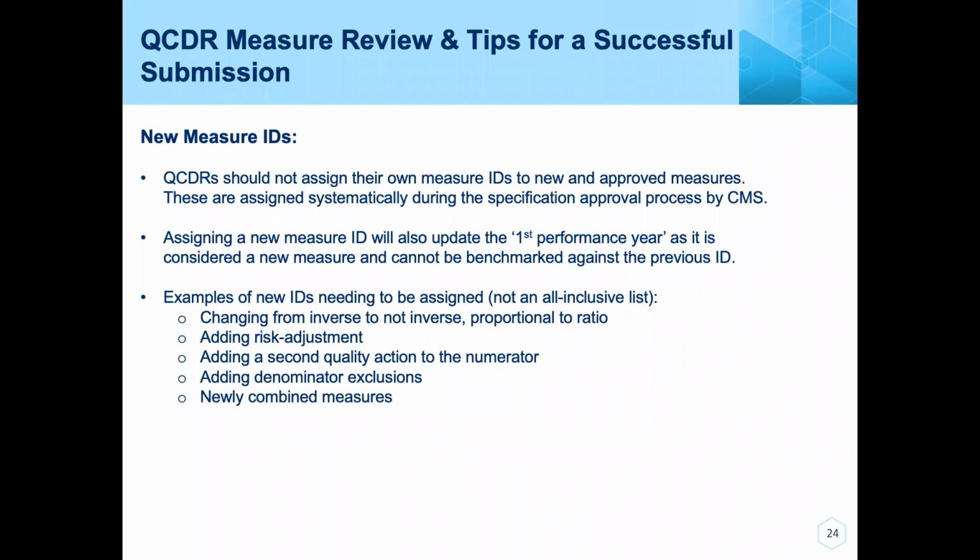Examples of reasons why a new ID might need to be assigned, which is not an all-inclusive list, are that the analytics might have changed from, for example, inverse to no longer inverse, or proportional to ratio. You might add a risk adjustment. There might be additional quality actions added to the numerator. New denominator exclusions, which would reduce the denominator, might require a new ID. And then sometimes there might be one or more QCDR measures that make sense to combine into one single QCDR measure, and that would require a new measure ID.